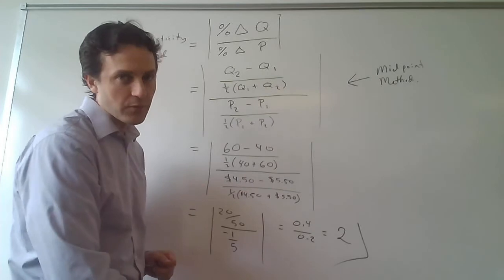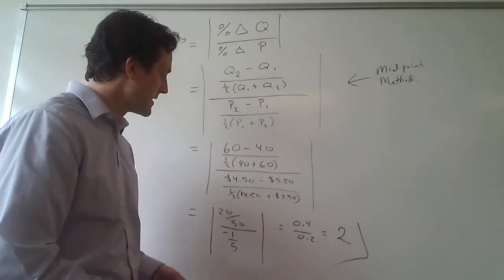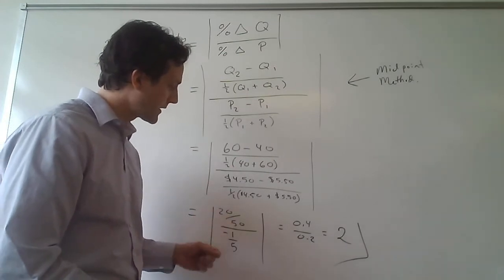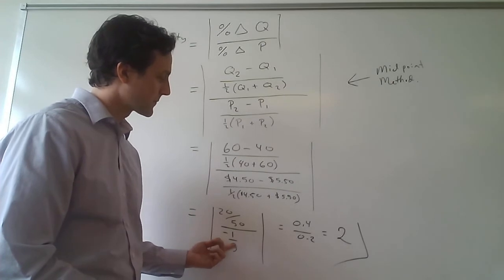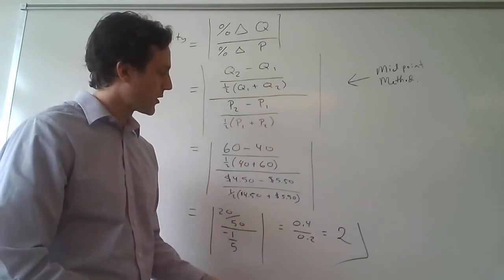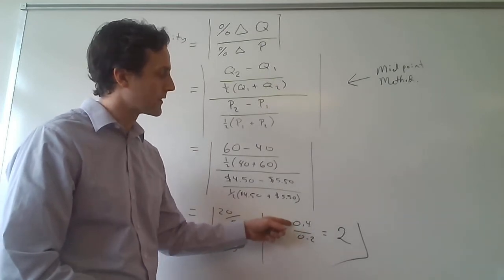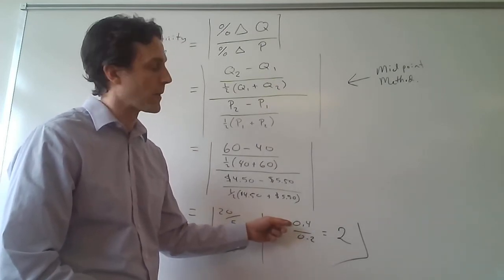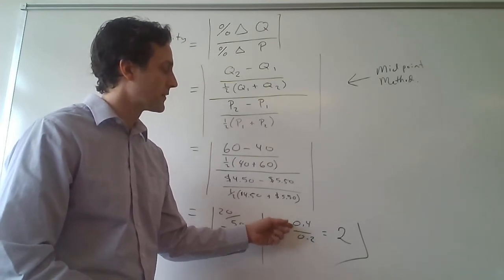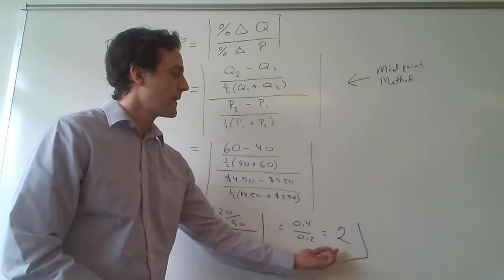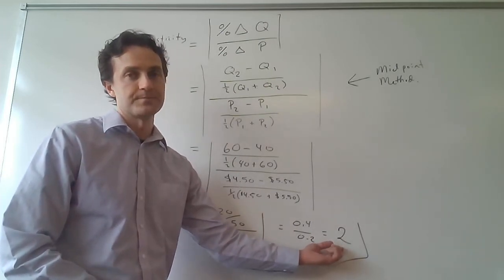And again, we're taking the absolute value of this because we don't want any negative numbers for the elasticities. So 20 over 50 is 0.4, and 1/5 is 0.2. So the relative change in the quantity is 0.4 using the midpoint method, and the relative change in the price is 0.2. The 0.4 divided by the 0.2 gives us an elasticity of 2 for these watermelons. Okay, thanks.